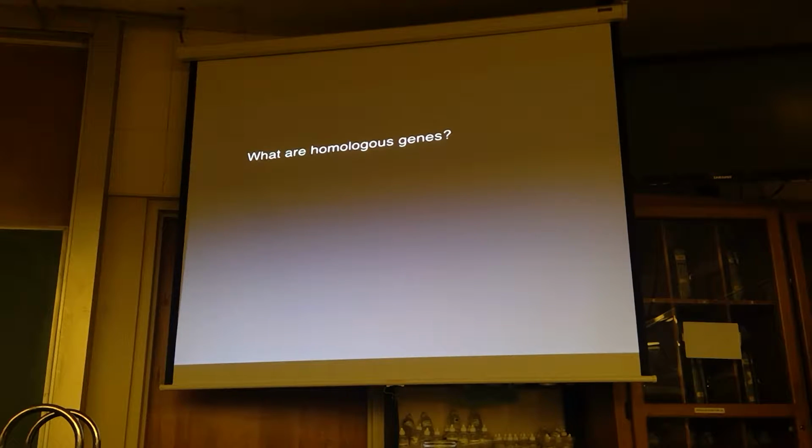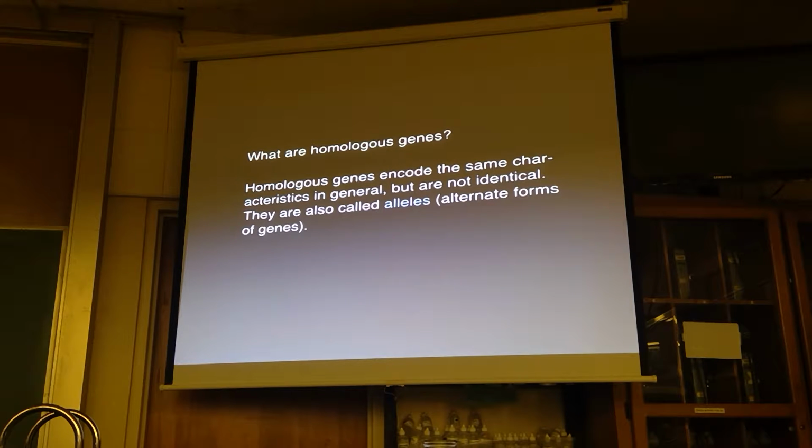So homologous DNA is DNA that encodes the same characteristic in general, but it's not identical. Let's say you have a gene encoding for flagellin protein, and some of the flagellin proteins are purple and some are pink and some are green. Different genes have slightly different amino acid sequences. They all encode flagellin protein, but they're not identical. Those alternate forms of genes are called alleles. So alleles are alternate forms of genes. They're homologous DNA. Something's different about them, different base sequences.